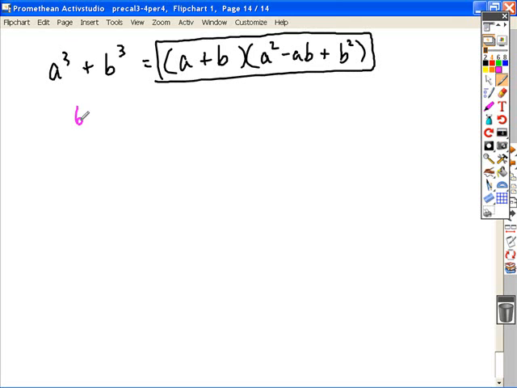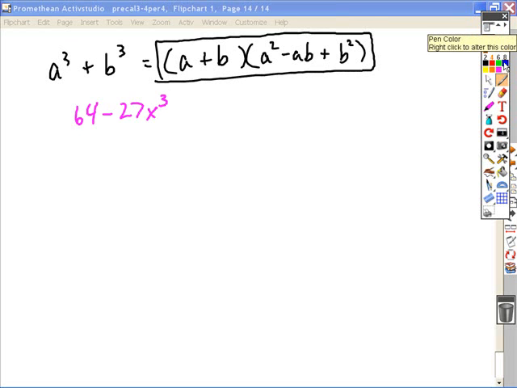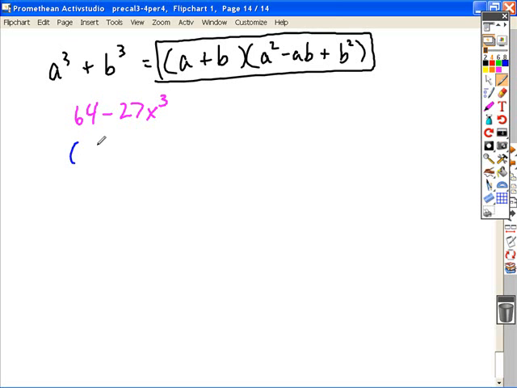Okay, so once again, if we take 64 minus 27x cubed as an example, you first look to see if there are any common factors you can remove. None. So you look to see, are you dealing with the difference of two cubes? Is 64 a perfect cube? Yeah, it's the base 4 cubed. Is negative 27x cubed a perfect cube? Yeah, it's the quantity negative 3x cubed. Here again you see that the negative sign is going to take care of itself.